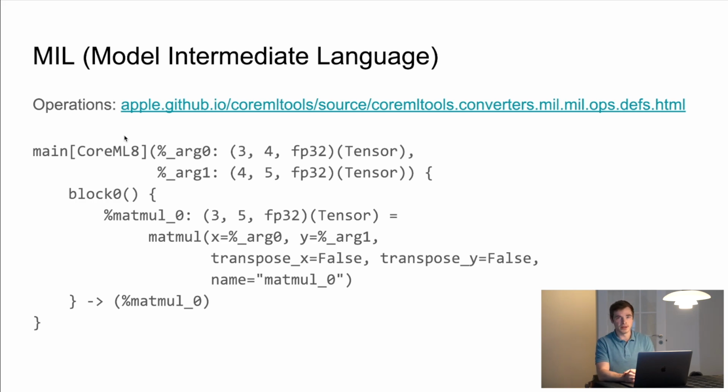A CoreML file consists of a function called main, which is like the main entry point. It has two arguments in this case, but it could have any number of arguments. And you can see we have some type information about the shape of the tensor and the data types. Then comes the function block that describes what computation we are going to do. In this case, we're just doing a matrix multiplication, and then we end up returning the result.